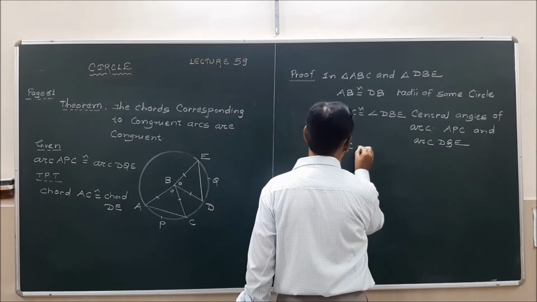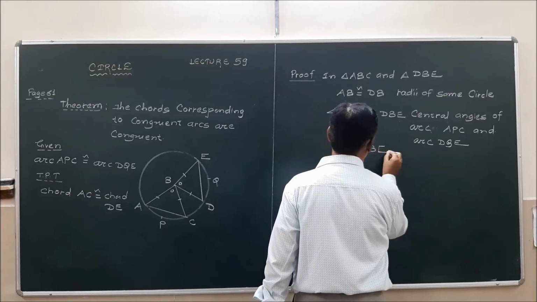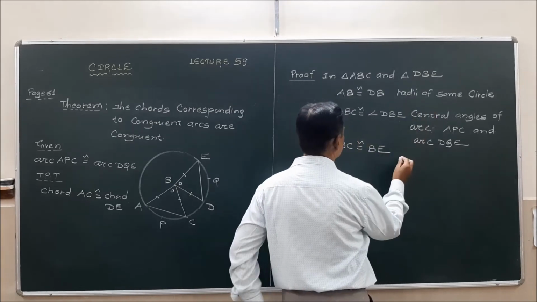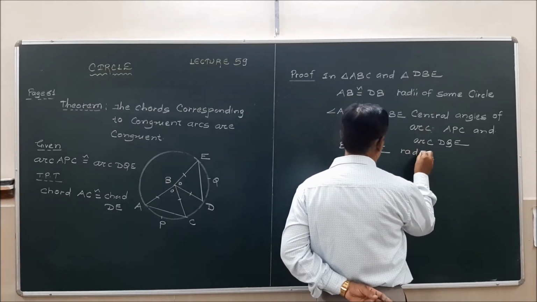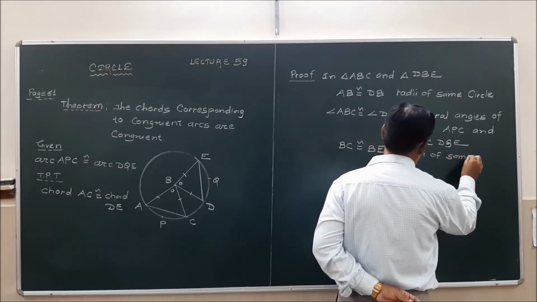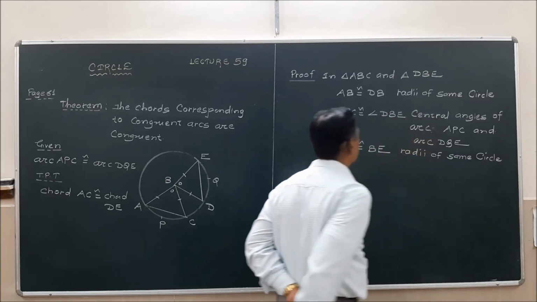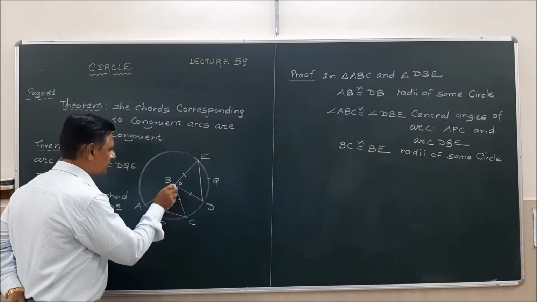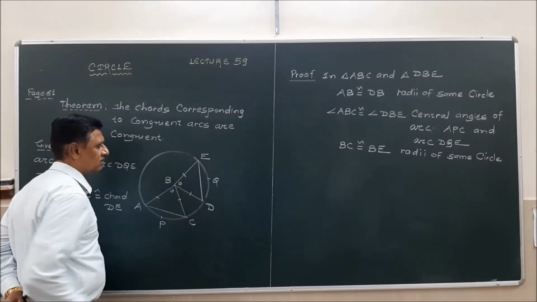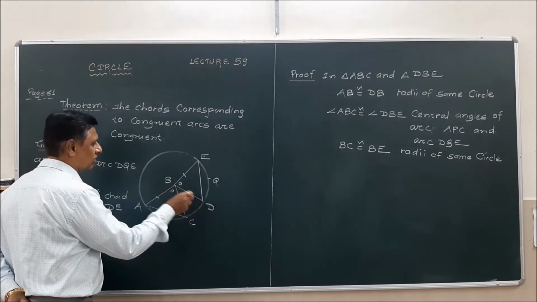BC congruent to BE. Same reason, radii of the same circle. BC is equal to BE, radii of the same circle. Try to understand again. AB is equal to DB.